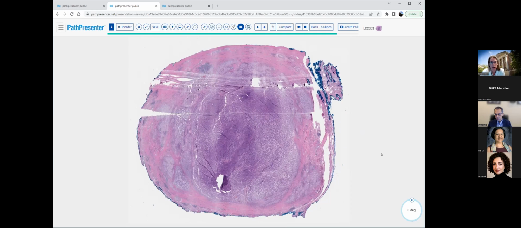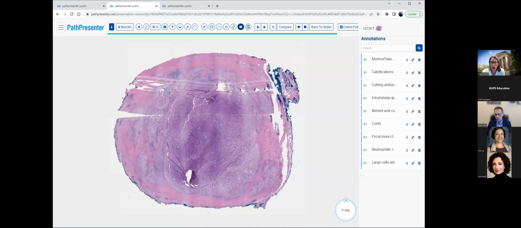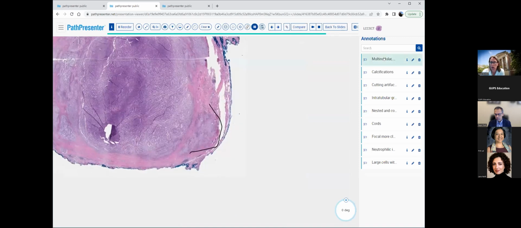Grossly, at low power, unlike the usual type of Sertoli cell tumor, this has a more infiltrative or multilobular pattern of growth. You can't just draw one nice circle around it. And here's an example of how in PathPresenter you can use these annotations that, as we're trying to discuss these cases, will zoom us right into these areas that we want to discuss. So multinodular, poorly circumscribed growth pattern for these large cell Sertoli cell tumors.